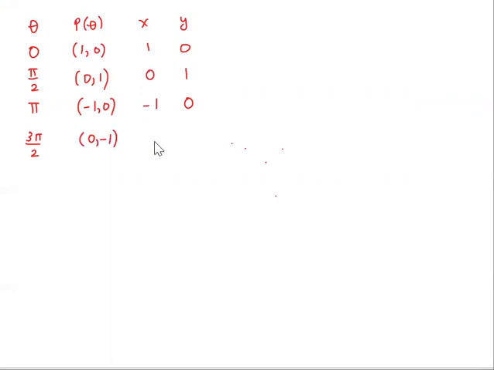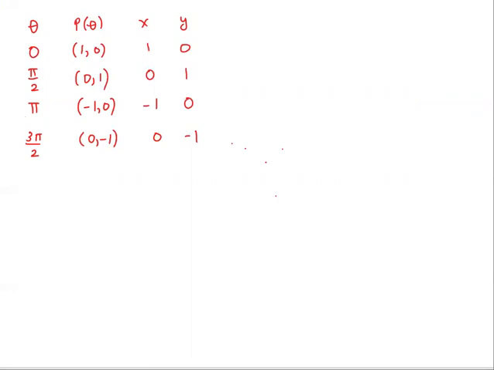So this means that x is equal to 1 and y is equal to 0. If theta is 90 degrees or pi over 2, the terminal point is 0 comma 1, so the x coordinate is 0 and the y coordinate is 1. If theta is pi, the terminal point is -1 comma 0, so x is -1 and y is 0. For 3 pi over 2 or 270 degrees, the terminal point is 0 comma -1, so x is 0 and y is -1.